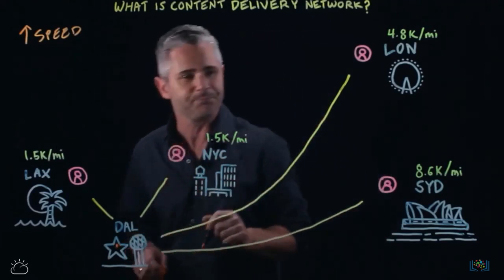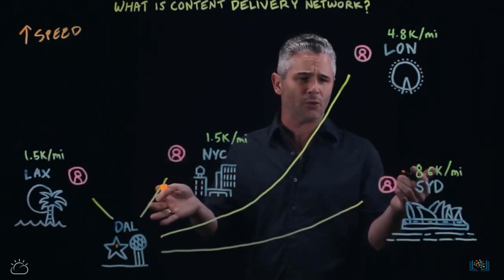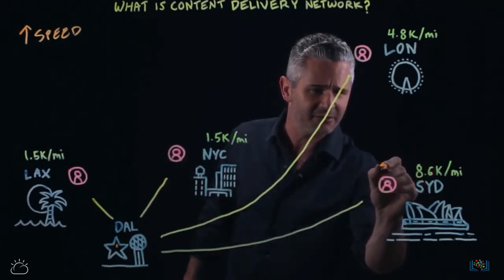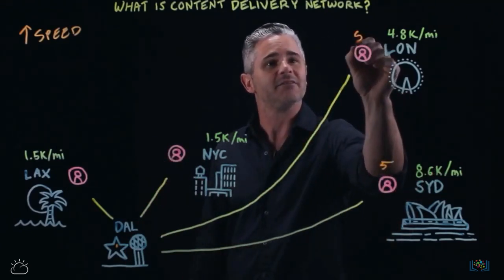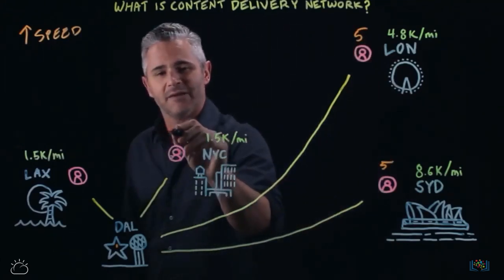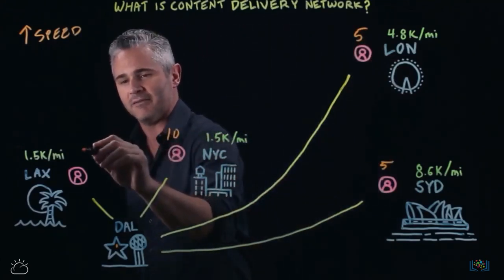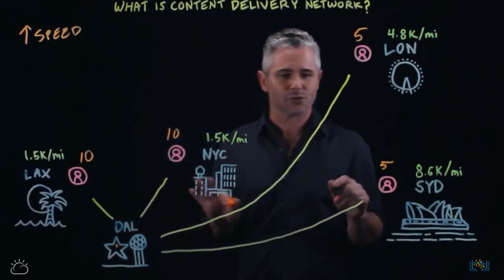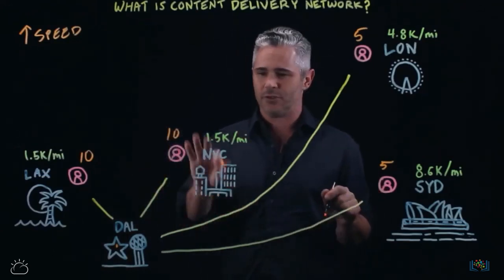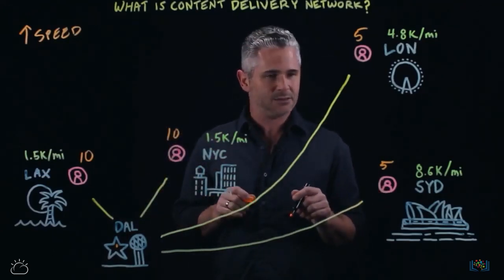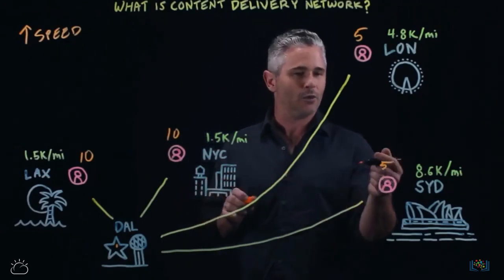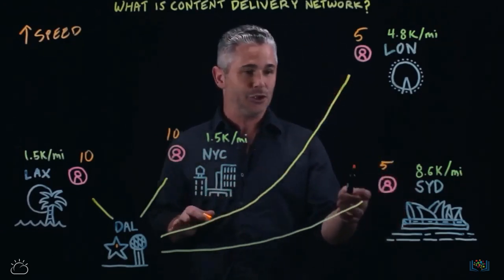This is my website. And then I have users all around the world. So in Sydney, I might have 5. In London, I've got 5. New York, I might have 10. LA, I might have 10. So I've got 30 users around the world that are accessing my server and my website down in Dallas. So let's follow a set of these users in their journey.